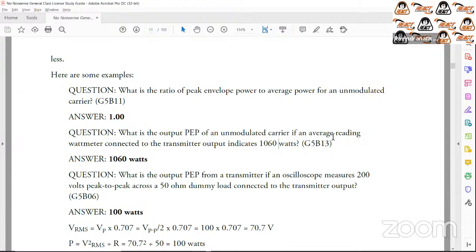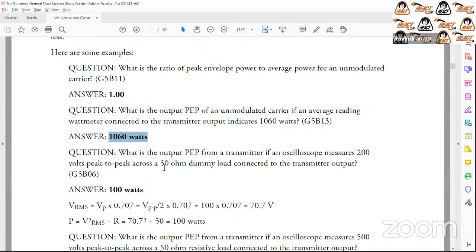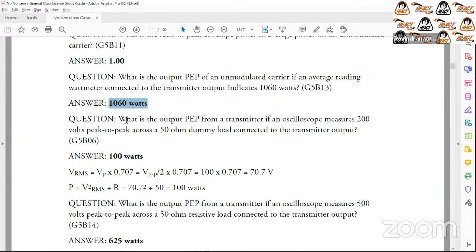So if they're telling us here that the average reading is 1060 watts, and they're asking us for the maximum or the peak, because it's an unmodulated carrier and the average and the maximum is equal, the answer has to also be 1060 watts. So they have asked us for the peak. The peak is equal to the average. And what is the average? The average is 1060 watts. And that is how we end up with 1060 watts. So those two oscilloscope graphs is to visually illustrate that to us, that the maximum is the same as the average because it's continuous. Okay, next question in the question pool.